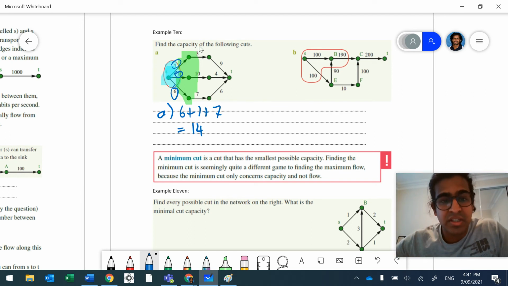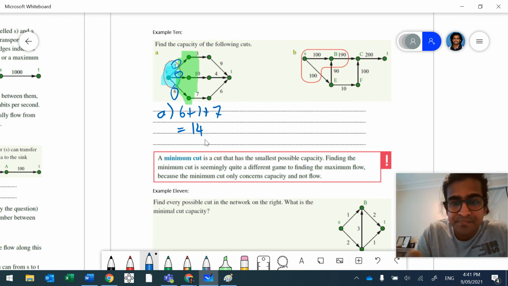Now we're not actually sure what this represents because in the context of this question, it doesn't provide us with one. So we just leave it 14.